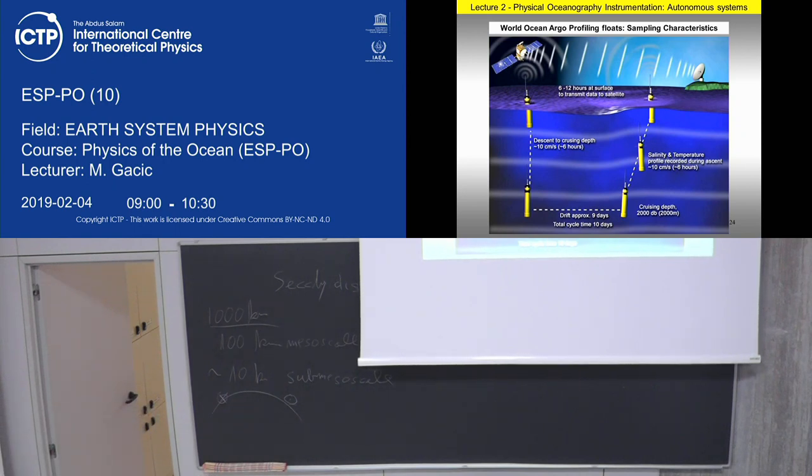For this 10-day period, you calculate the average speed and direction. So it does kind of an integral of the speed and direction over 10 days.